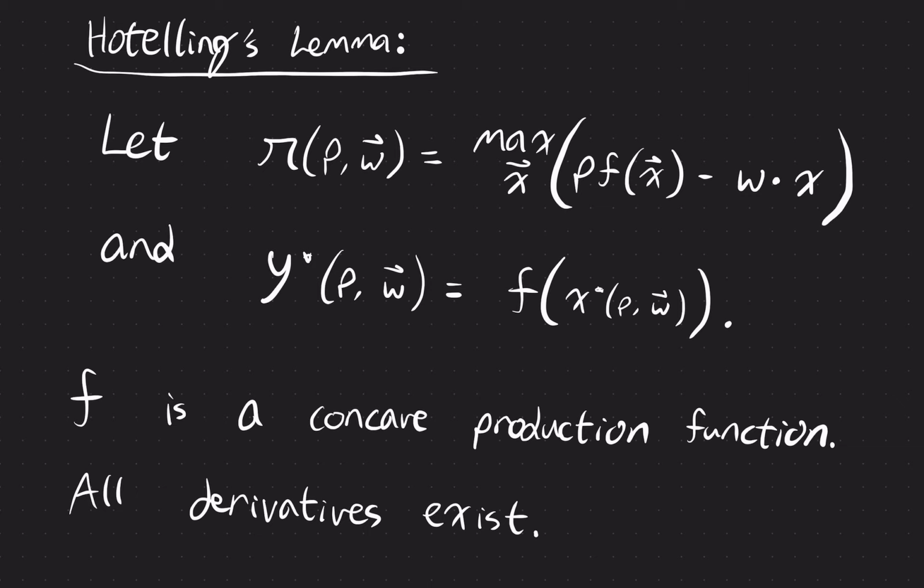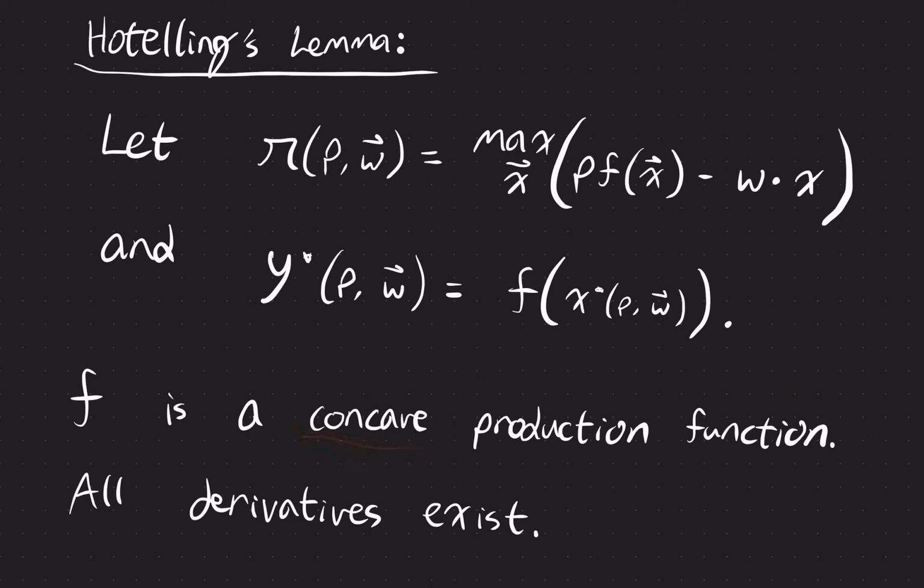But you can convert these constrained problems into unconstrained problems using the Lagrangian, and then apply the envelope theorem. So, proceeding forward, we're going to consider Hotelling's lemma. Let the profit function as a function of the price of the output and each of the input prices be this maximization problem, where f is our concave production function.